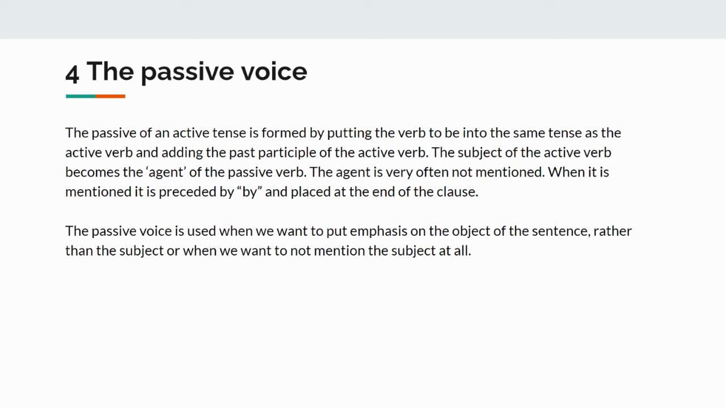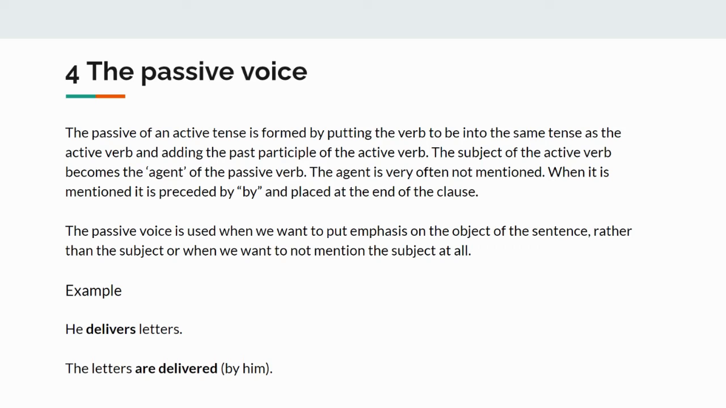The passive voice is used when we want to put emphasis on the object of the sentence rather than the subject, or when we do not want to mention the subject at all. For example, he delivers letters. This is an example of an active sentence, a sentence in the active voice. We can change this into the passive voice instead, making it the letters are delivered. And then we can add by him if we want to have the subject in there.